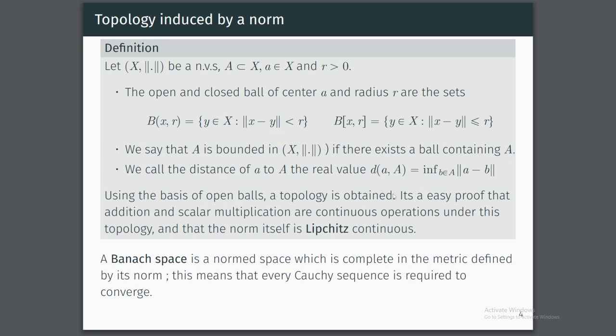But anyway, either way, you can prove that addition and scalar multiplication are actually continuous under this topology, and that the norm itself is going to be Lipschitz continuous. Okay, so the Lipschitz continuity is because of the reverse triangle inequality, of course, and the continuity of scalar multiplication and addition. You can prove it by sequential continuity if you want, because we're working with a metric space essentially. So sequences do work out.